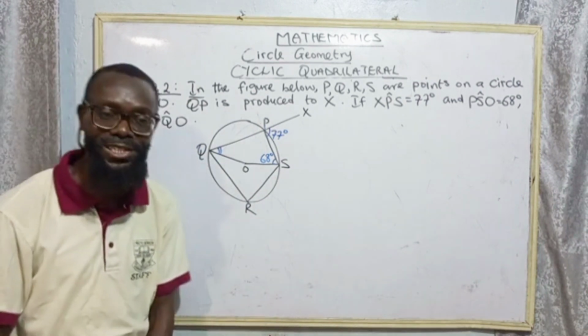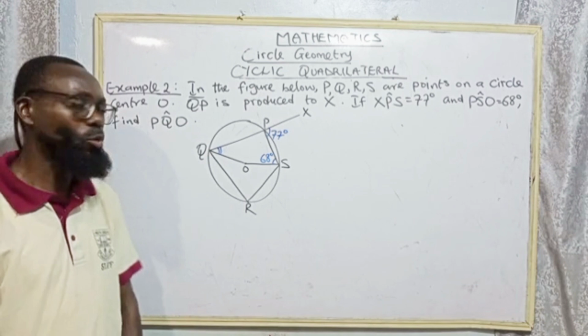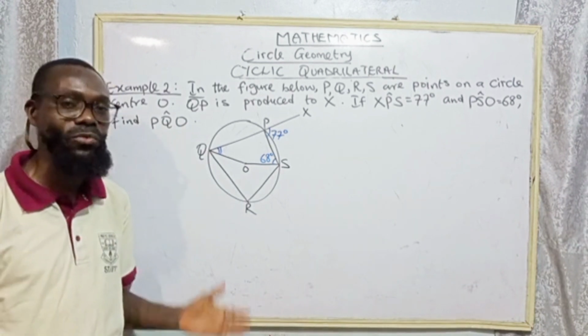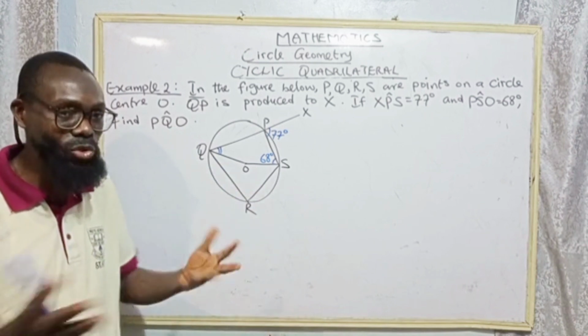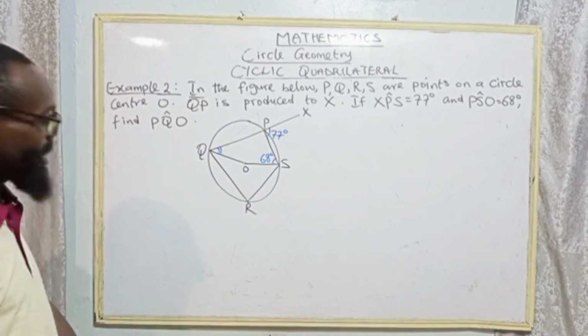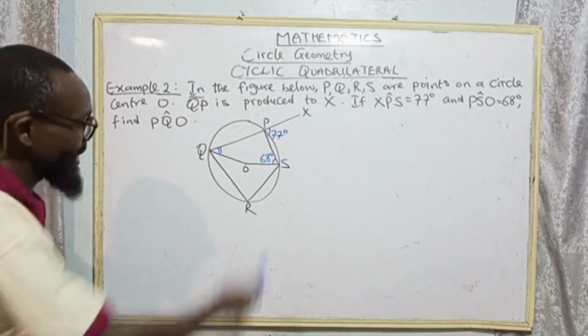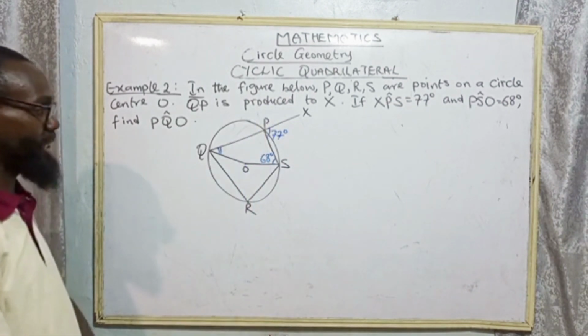How can you proceed in this? We have to look at this very well and think of the theorems we have done, and think of other theorems we've learned so far. Okay, let me look at this. I have this angle here, which is 77 degrees.